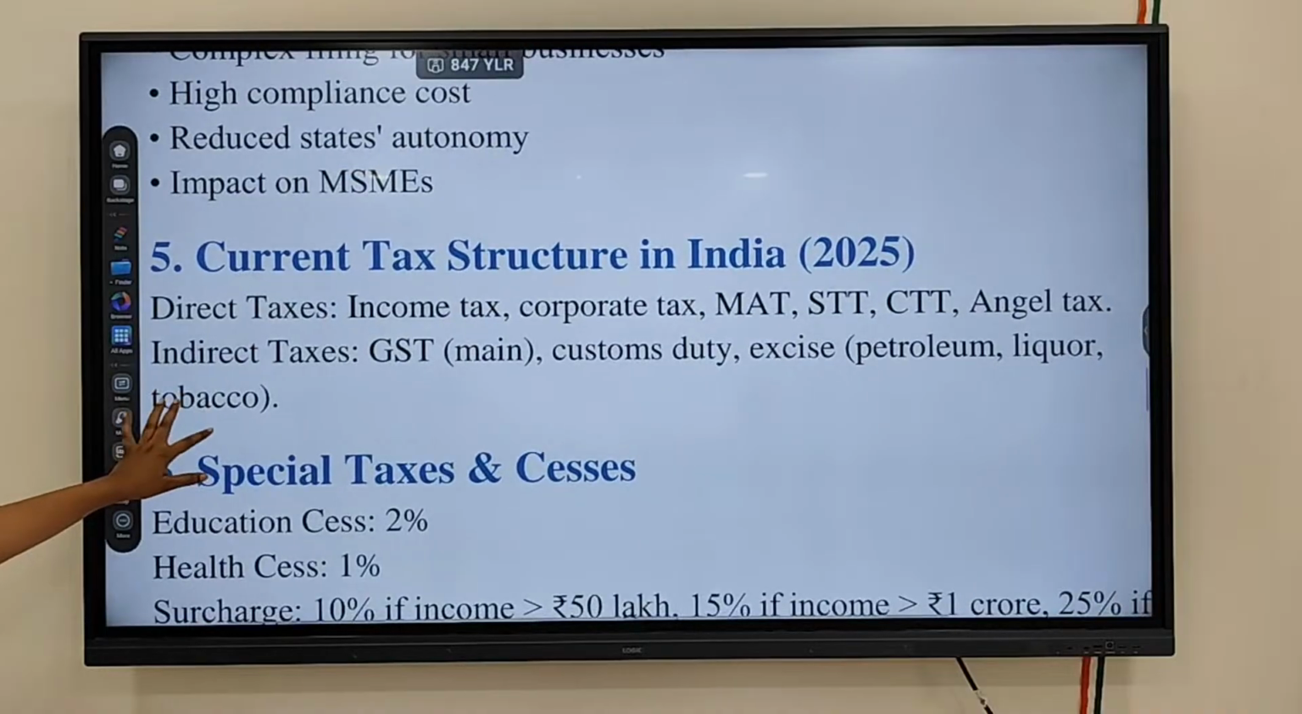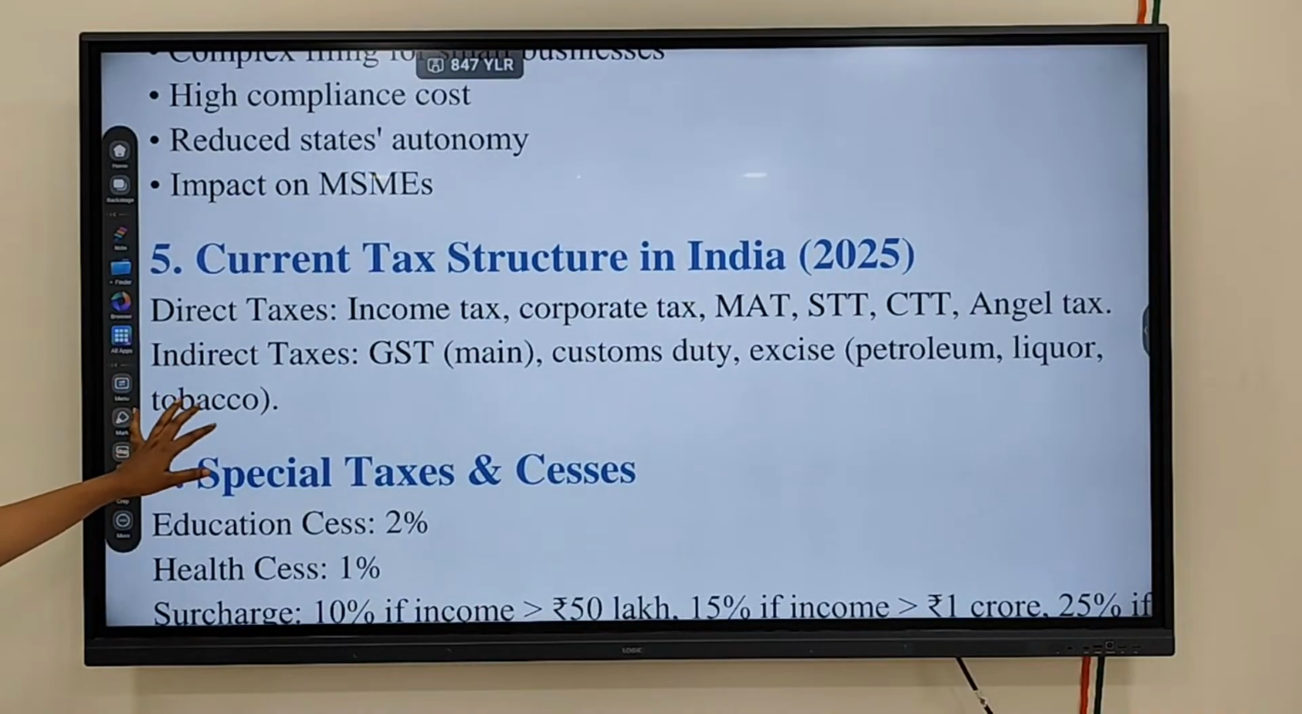These are the examples for the direct taxes, and this is for indirect taxes. What is customs duty and excise duty? I didn't tell you about customs duty and excise duty yet. Customs duty means while importing and exporting goods, you should pay customs duty. Excise duty is levied on the manufacturers.